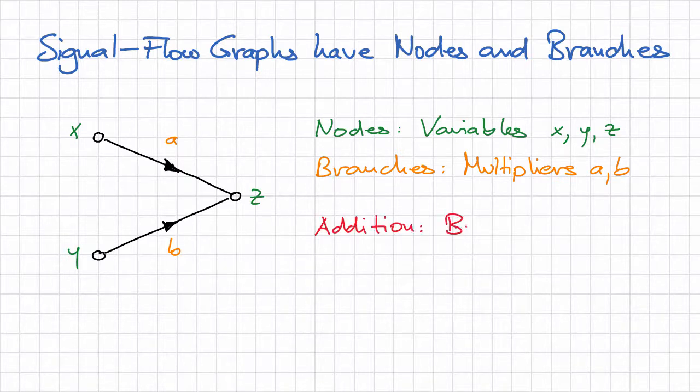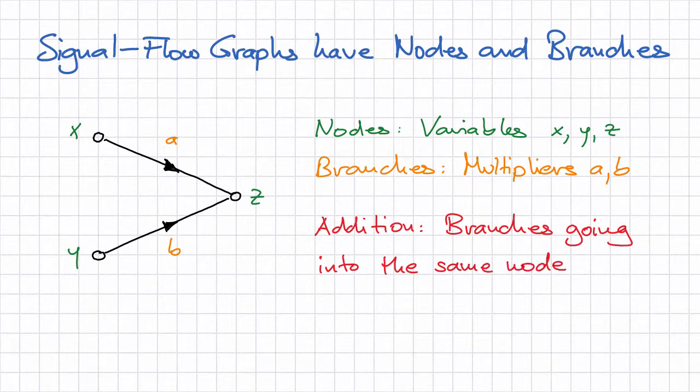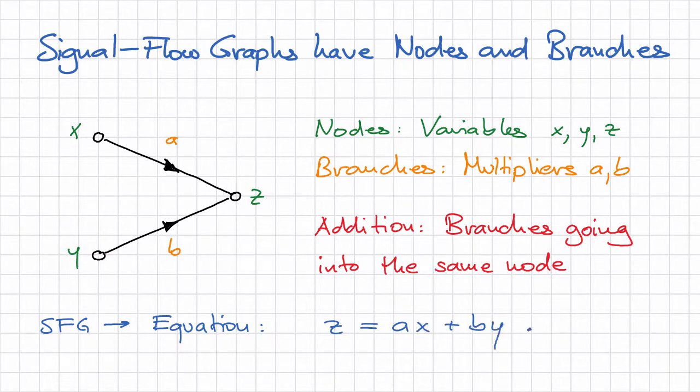Addition is simply done by leading several branches into one node. So therefore the signal flow graph, or SFG, you see here represents a simple equation: z equals a times x plus b times y. Once you know this, the rest is quite straightforward.